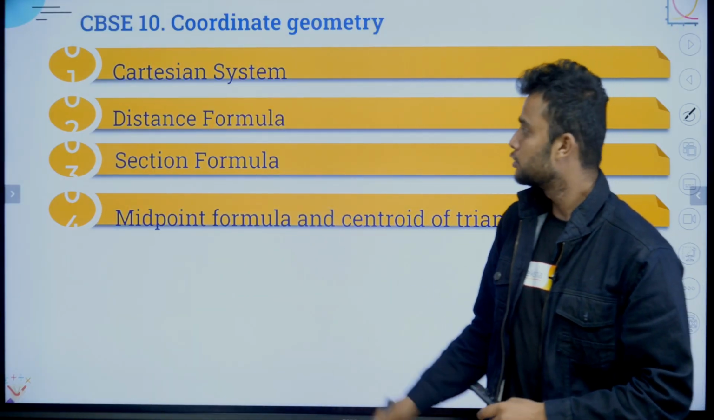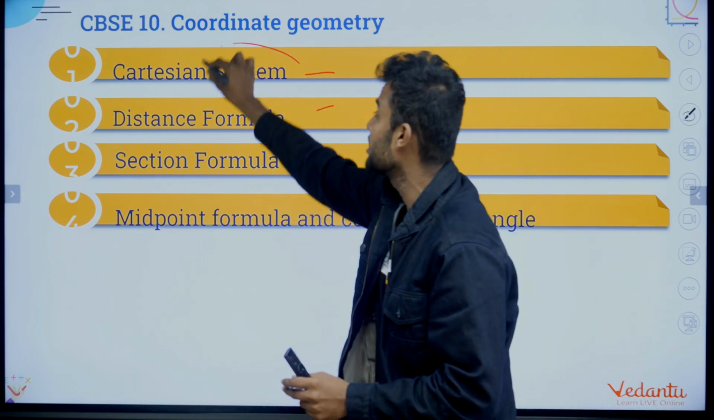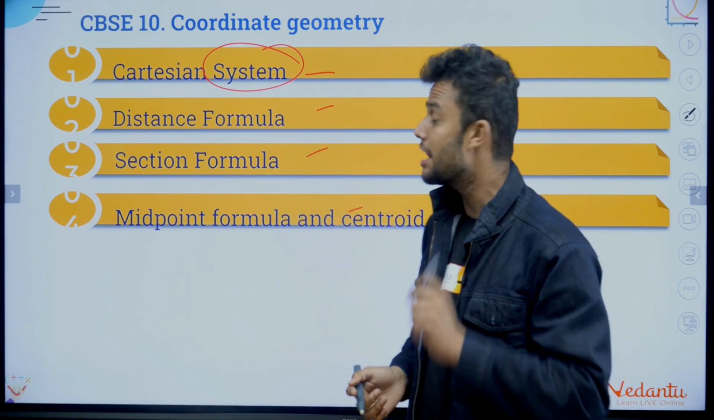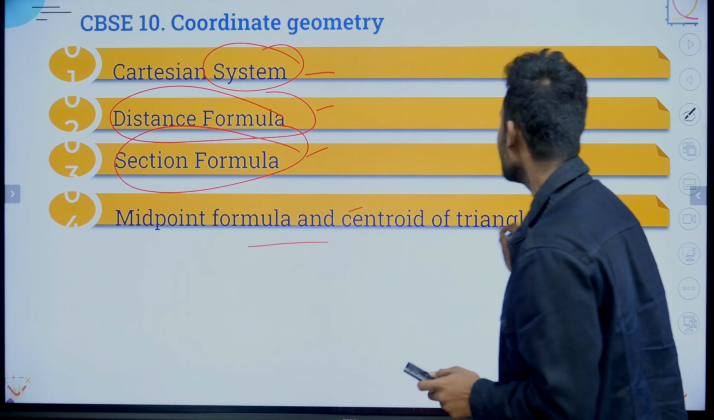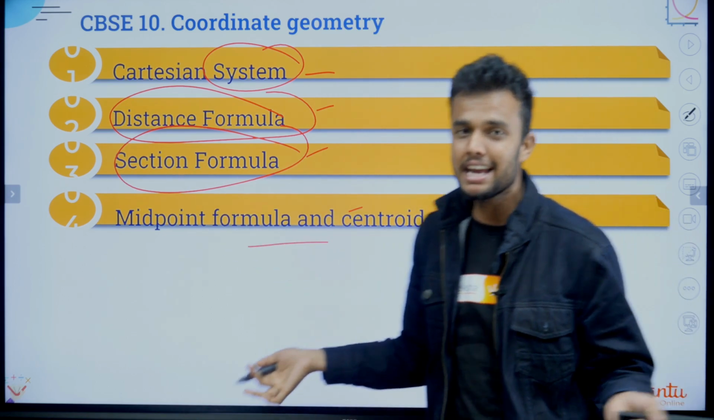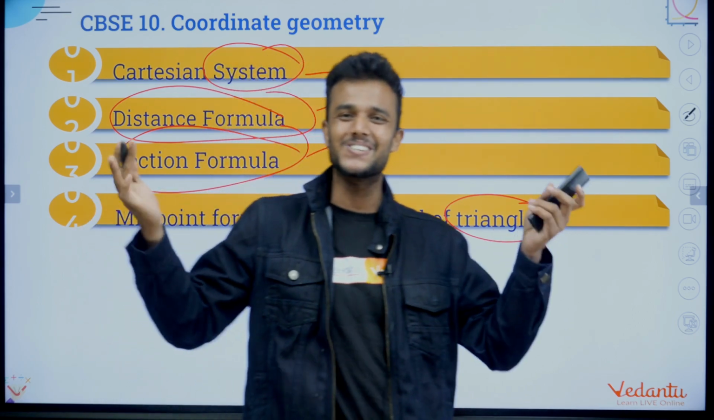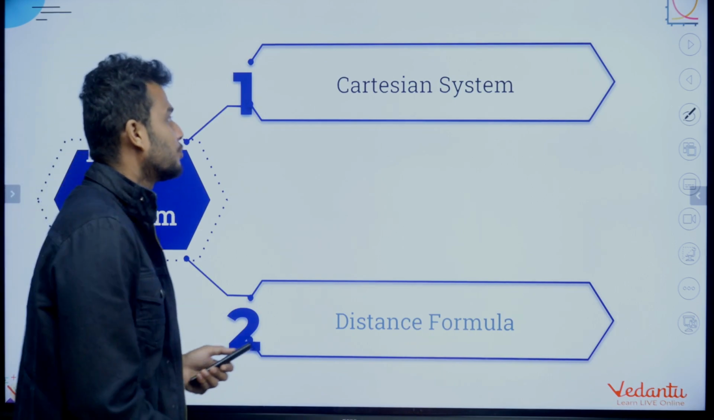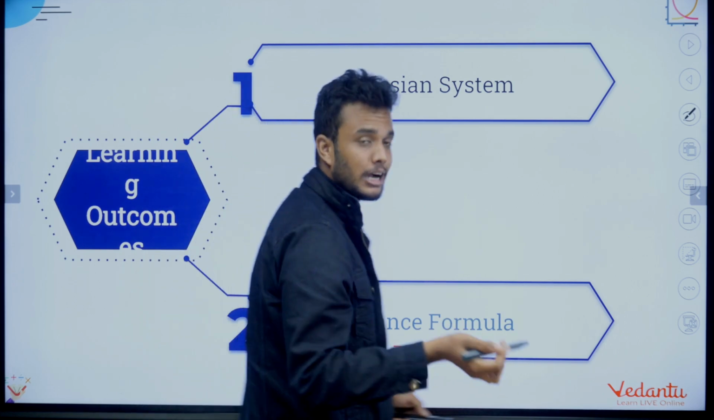Students, we already know the syllabus. First one is the Cartesian system. What is the meaning of Cartesian system? What is a quadrant? What is the sign of a quadrant? It's very important. And then distance formula, section formula, midpoint formula and centroid of a triangle. Very easy. Only if you know these 5 formulas and the method, you can easily score 6 out of 6 marks. Come on, let's discuss. First, let's start with the first one, Cartesian system and distance formula. These are the learning outcomes we already discussed.